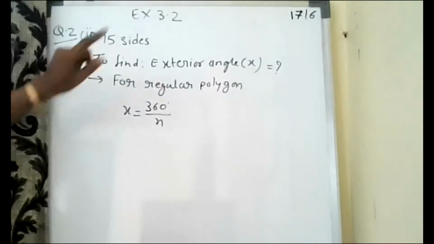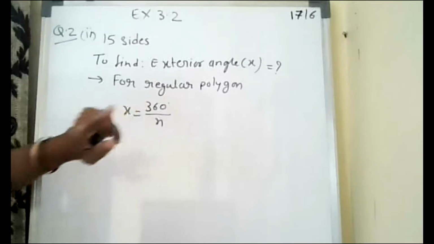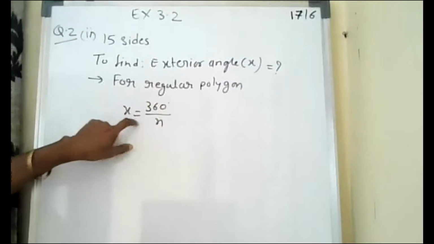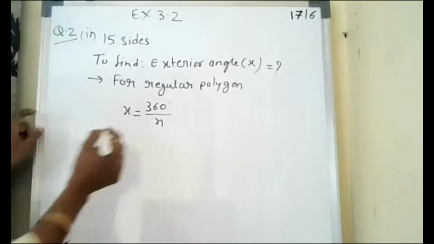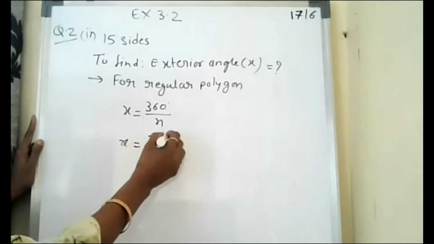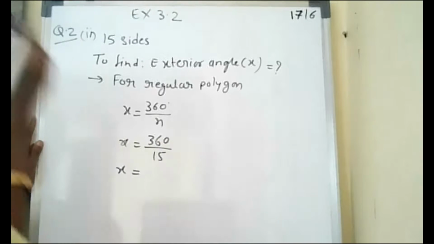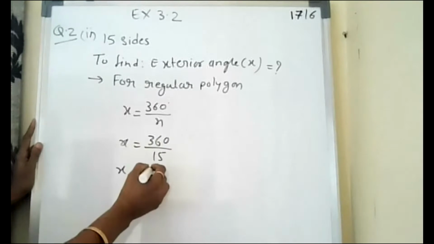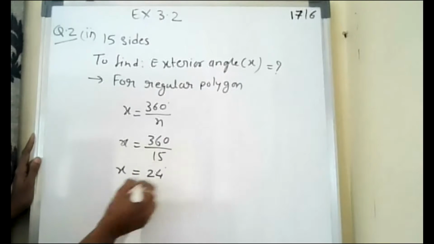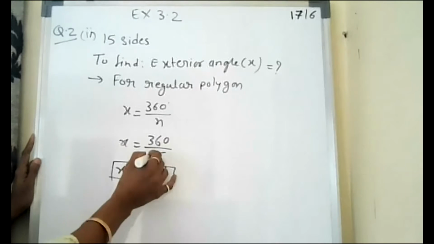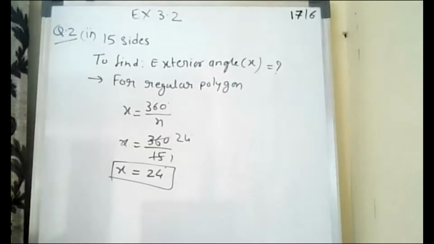For n is equal to 15 sides, we have to calculate the exterior angle again, for a regular polygon. This formula we will use for regular polygon only. So x is equal to 360 over the number of sides, 15. After division, what will we get? 15 twos are 30, 15 fours are 60. So x is equal to 24 degree. This is question number 2, second part.